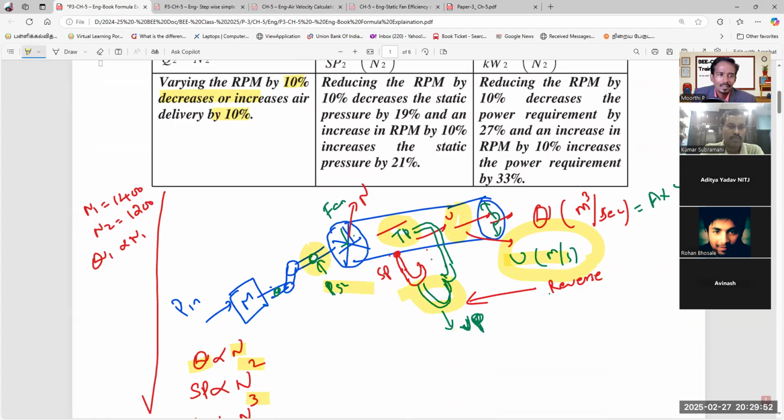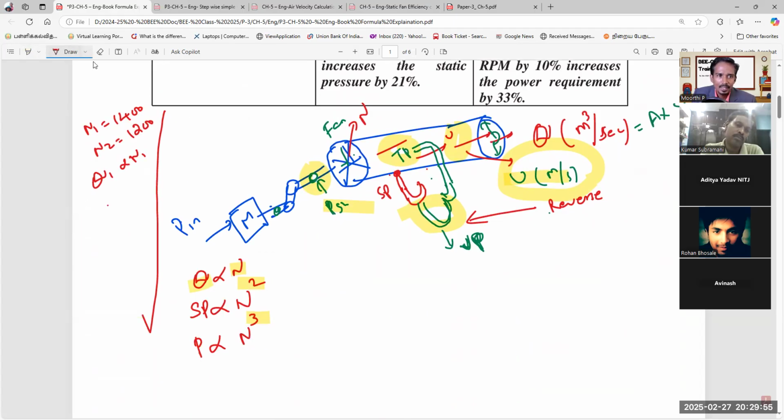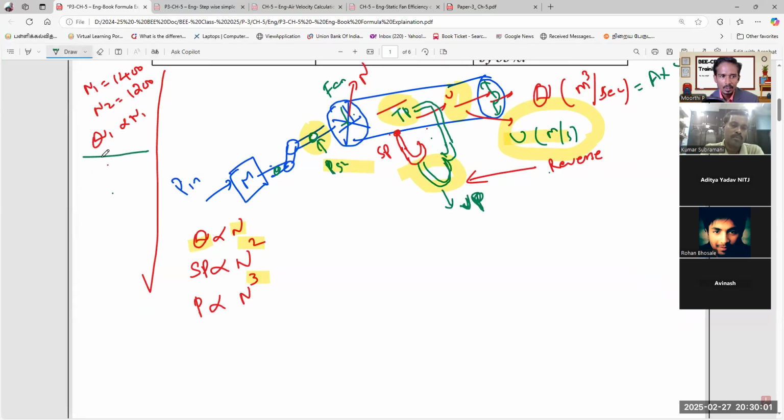How to calculate this one? For calculation, sometimes you forget. So N1 is 100%. Clear? Okay. N2 is a 10% decrease. What is the meaning of a 10% decrease? It means 90% of N1. Understand? 90% of N1. Then you write the formula.